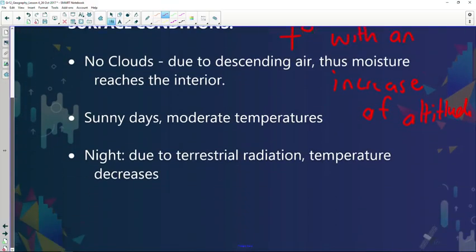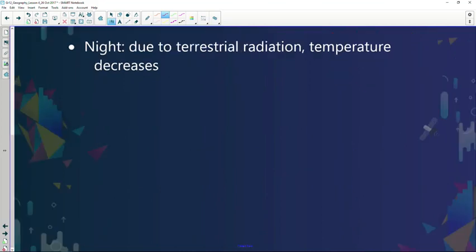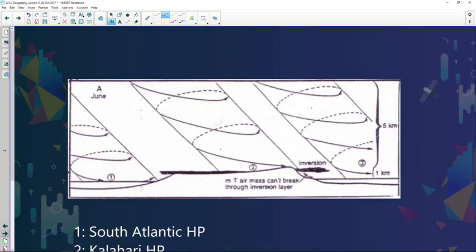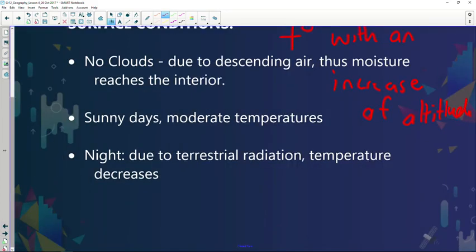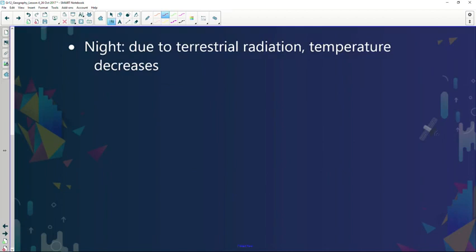Now, the best way to explain this Kalahari high pressure is in my following two diagrams. They are on this page, but I would rather draw them myself, and I'll quickly do it. Now, first of all, I'm going to draw a diagram that represents summer. Now, this is the plateau and the escarpment.